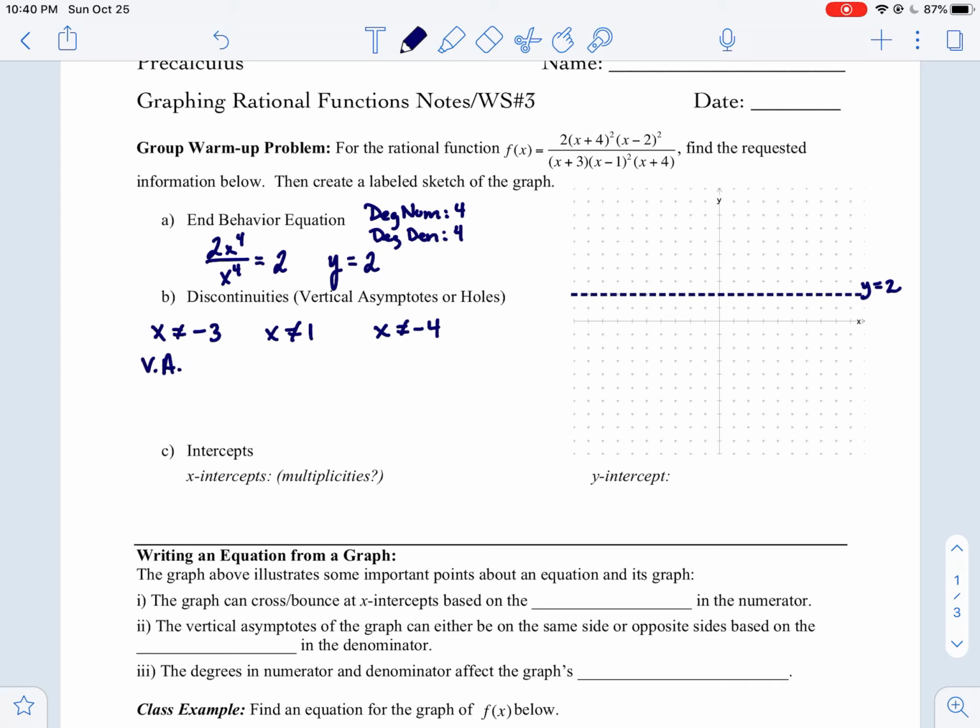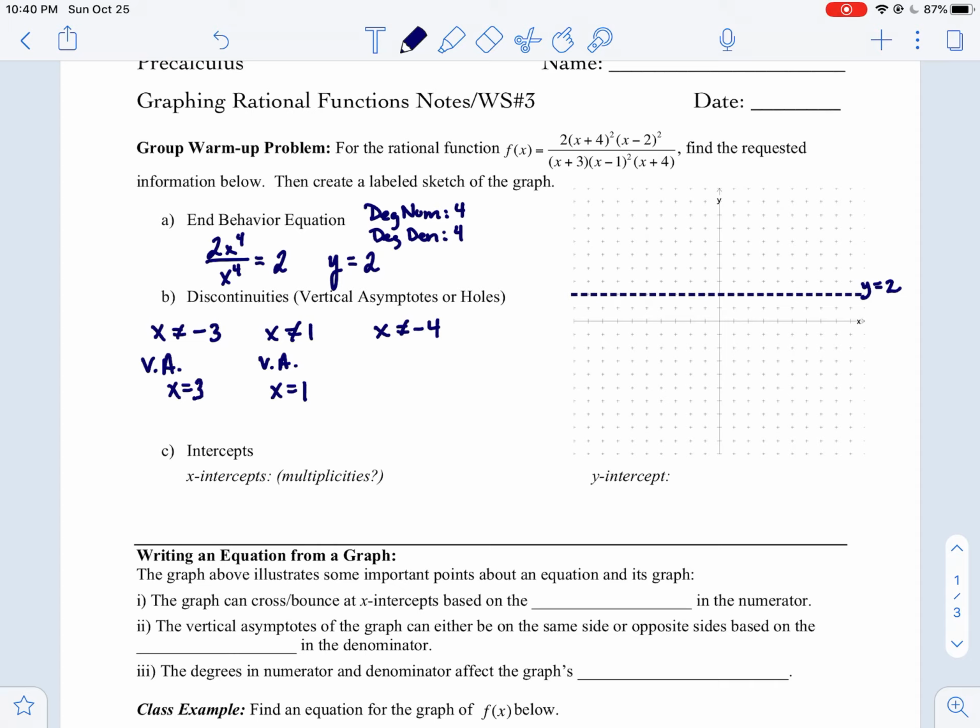Right, it's an infinite discontinuity. So we're going to have a vertical asymptote at x equals 3. And then if we look at the x minus 1, that also does not cancel out. So that's going to be another vertical asymptote. So we know we have another vertical asymptote at x equals 1.